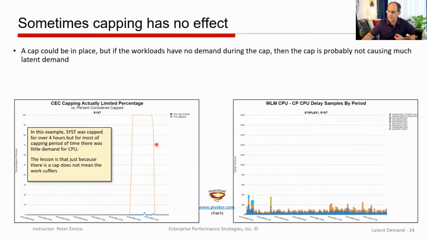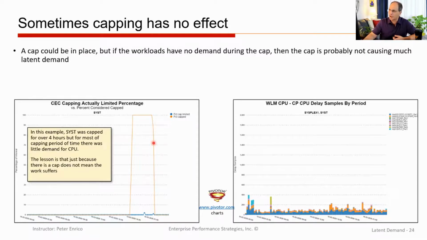So in this particular case, we may be capped, but because there's so little demand for CPU, I'm not expecting to see a lot of latent demand. I'm not expecting the workloads to be suffering. So just because we're capped doesn't mean we're suffering, doesn't mean we're going to be incurring latent demand.